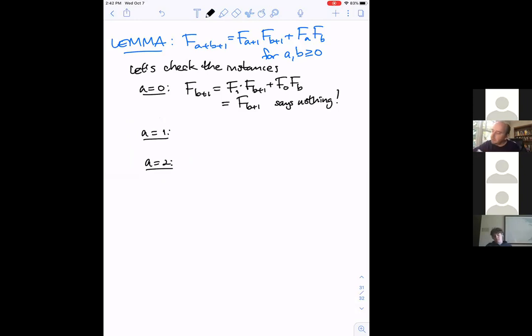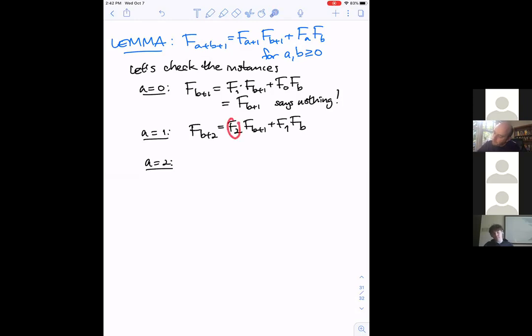What about the A equals 1 case? Hopefully that's a little more interesting. In that case, it's saying FB plus 2, right? Because A is 1, so A plus B plus 1 is B plus 2. And on the right, we're going to have an F2 here and an F1 there. So let me put those in. F2, FB plus 1 plus F1, FB.